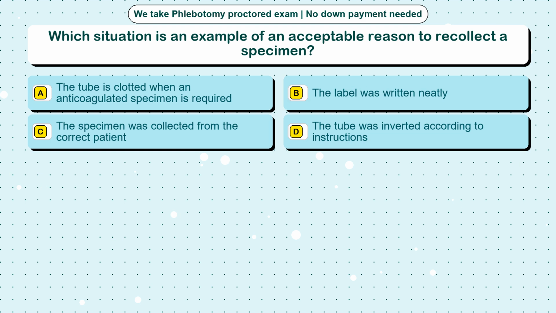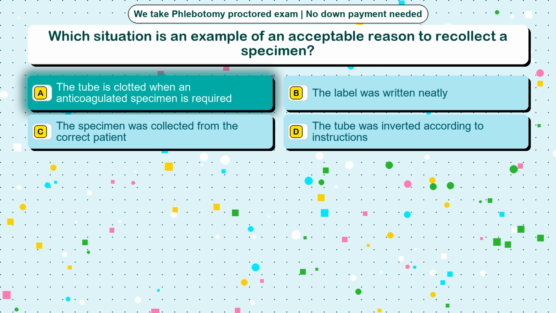Question 82. Which situation is an example of an acceptable reason to recollect a specimen? Option A, the tube is clotted when an anticoagulated specimen is required. Option B, the label was written neatly. Option C, the specimen was collected from the correct patient. Option D, the tube was inverted according to instructions. The correct answer is option A, the tube is clotted when an anticoagulated specimen is required.